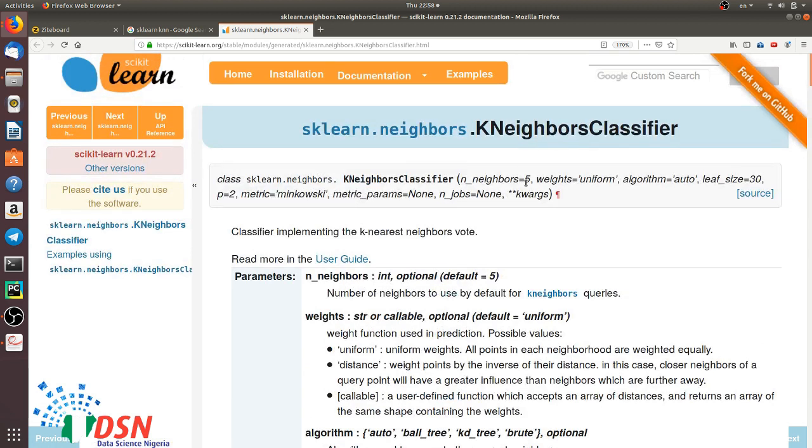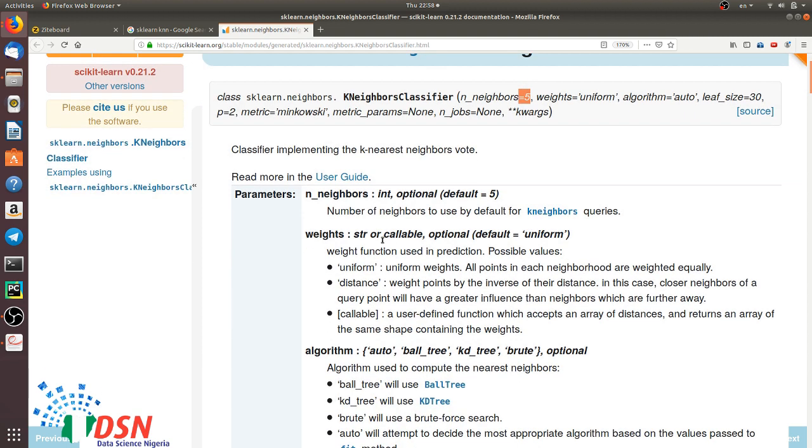So as you could see, the most important parameter is the number of neighbors. So it is the K actually. By default, Scikit-learn uses 5. And actually another important thing that I should mention is the metric.